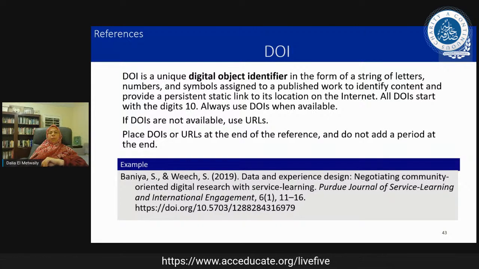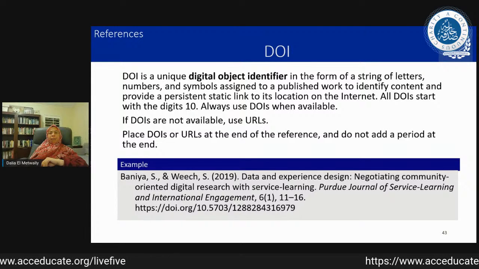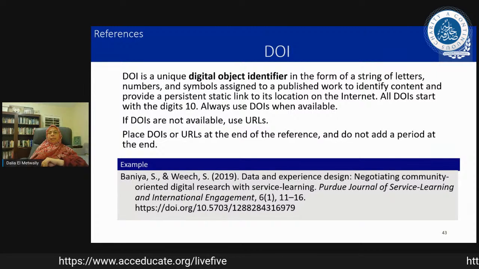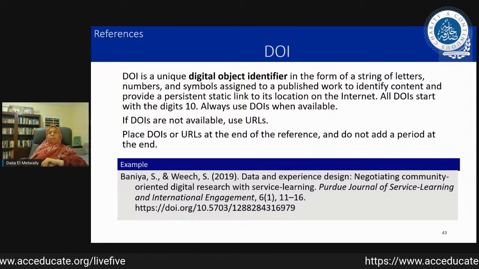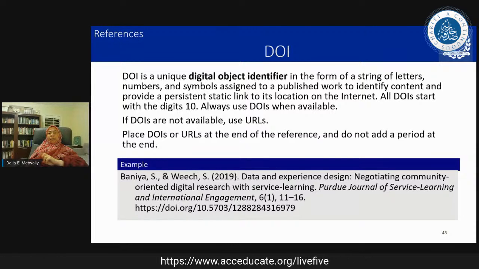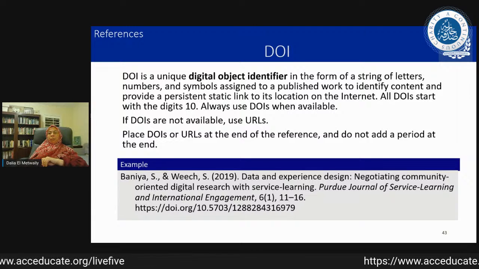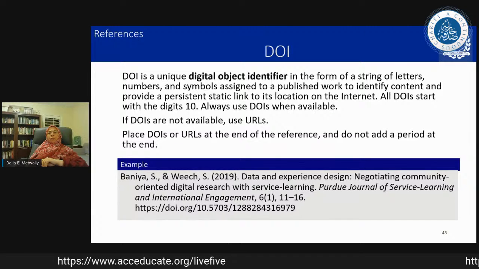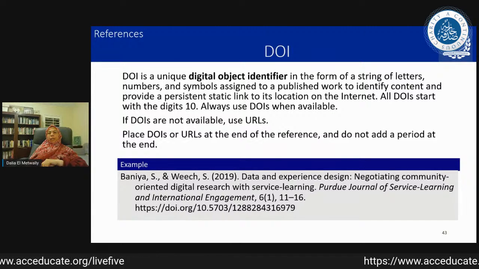You're going to open the parentheses and put the year, and then you're going to have a period right after the year of publication. And as you can see, this is our title, Data and Experience Design. Since it's not italicized, we automatically know it is an article or a chapter. After the colon, we're going to have another capital letter. We're just going on with it. And then this is our actual journal, Purdue Journal of Service Learning and International Engagement.